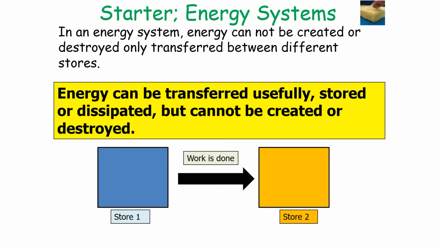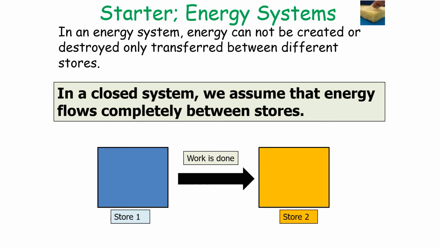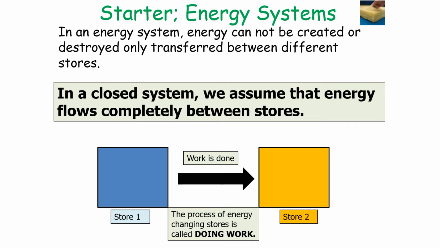and links into the idea of insulation and energy transfer. So in an energy system, energy cannot be created or destroyed. It can be transferred usefully, stored or dissipated. Now in a closed system we assume that energy flows between stores. Now the process of energy change in stores is called doing work.